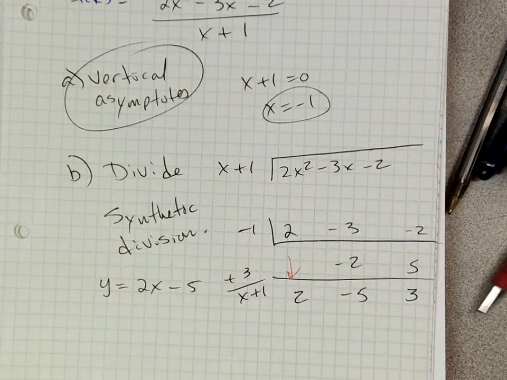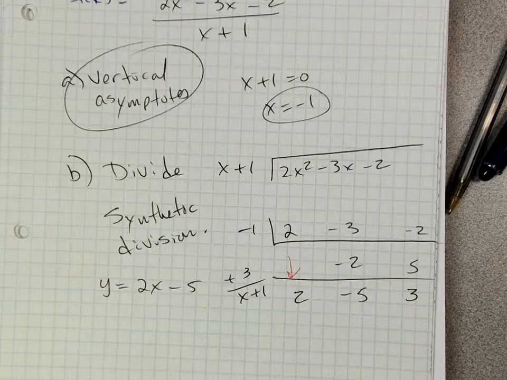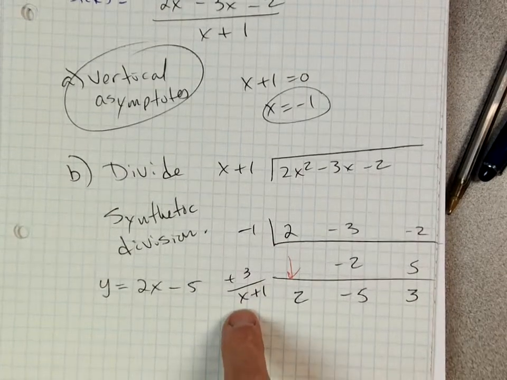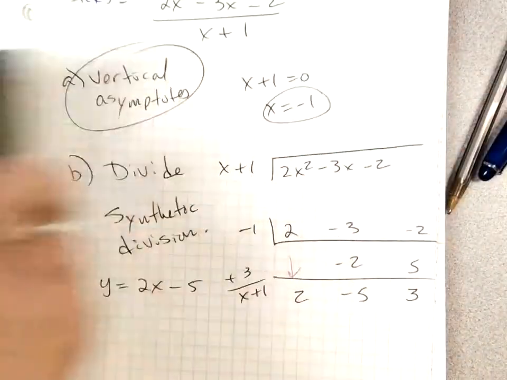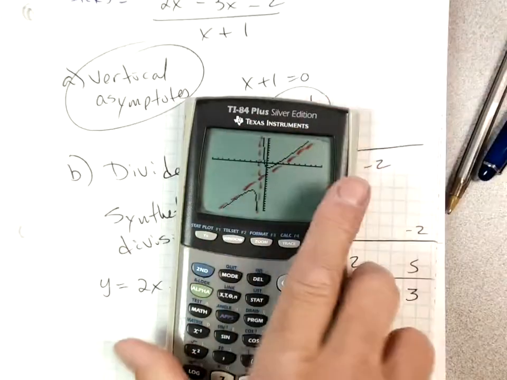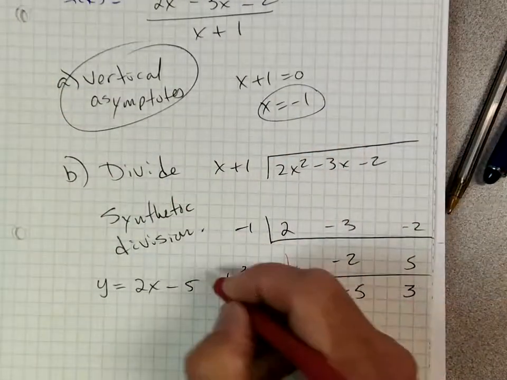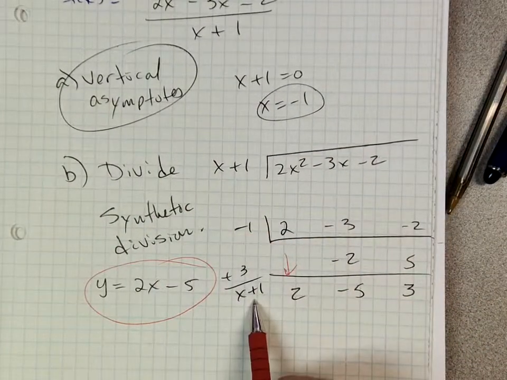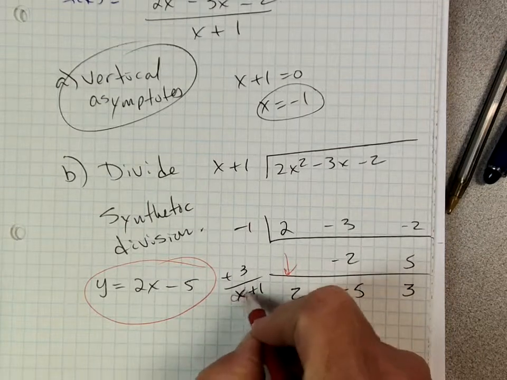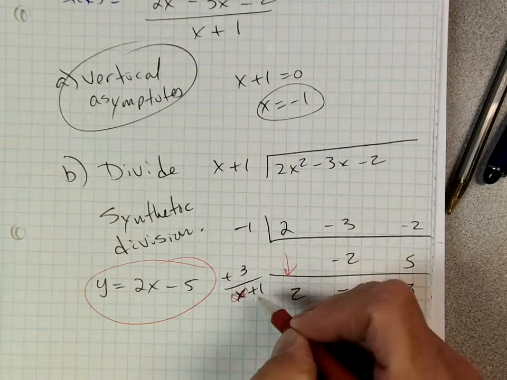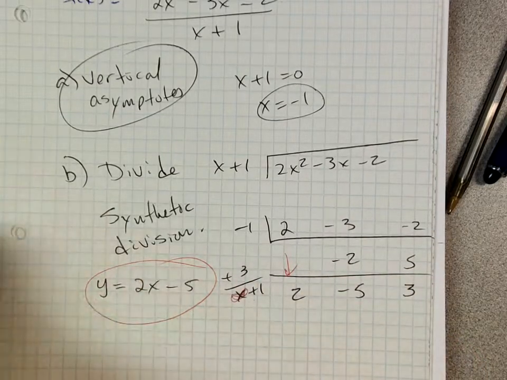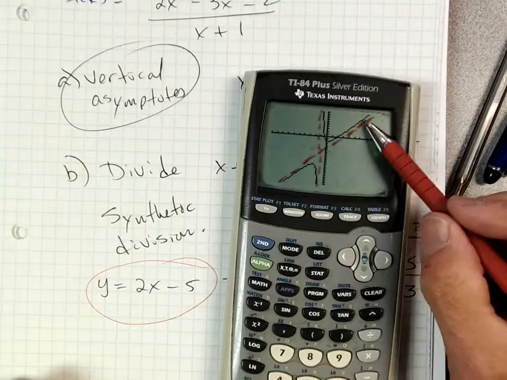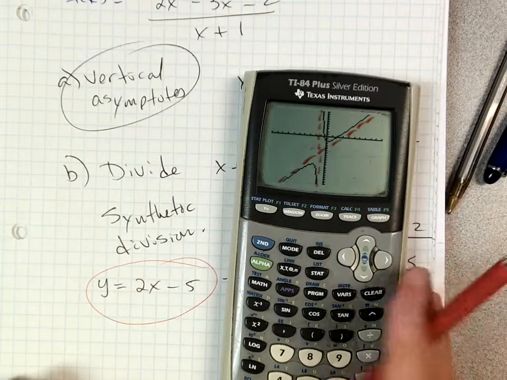Now, as x approaches infinity, because that's your asymptote, right? As x approaches infinity, it's going to follow this line of 2x minus 5. Now, what about the remainder? Well, as x approaches infinity, this down here just becomes 0. It really does become 0, right?